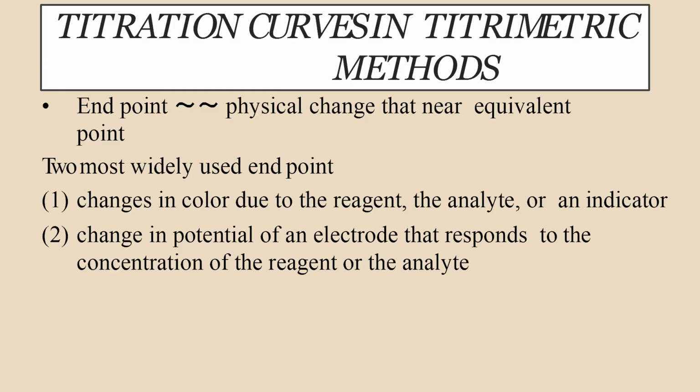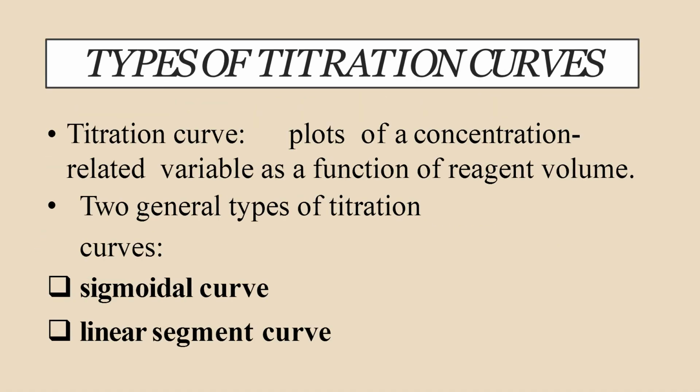Next, you have titration curves in the titrimetric method. So the endpoint is similar to the physical change near the equivalence point. The two most widely used determinations of endpoint are the change in color due to the reagent, the analyte, or an indicator, and the change in potential of an electrode that responds to the concentration of the reagent or the analyte in colorimetric titration.